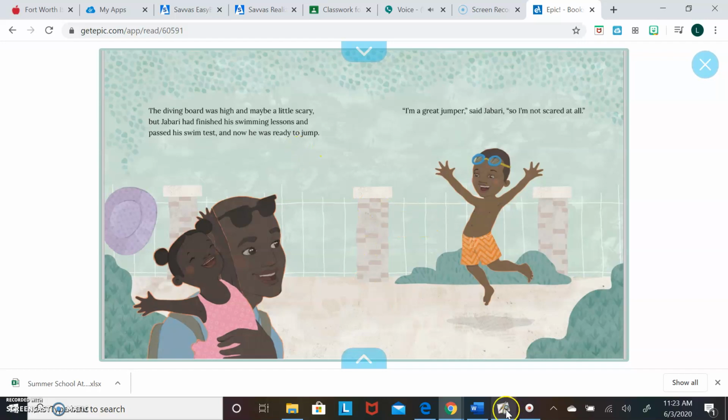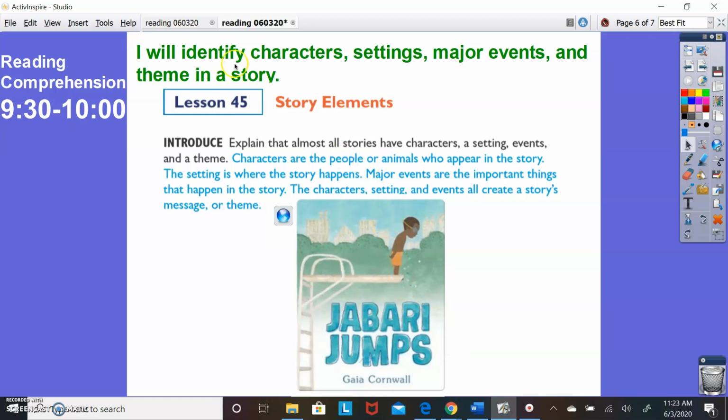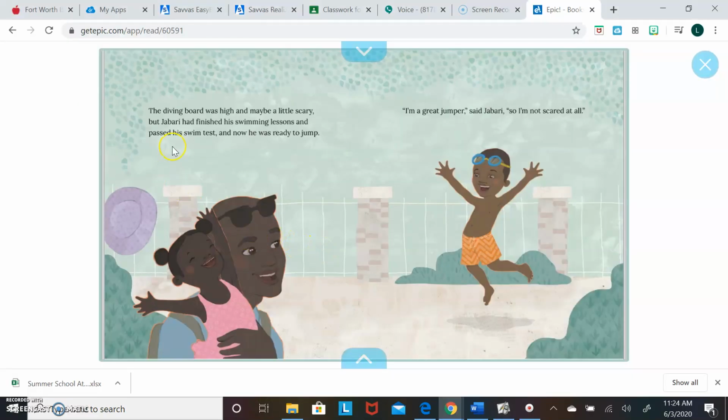And remember, back here, we're talking about identifying major events. And major events are important things that happen in the story. So I think we could say that Jabari finishing his swimming lessons and passing his swim test is an important event, a major event. So we just now identified something important that happened in the story.